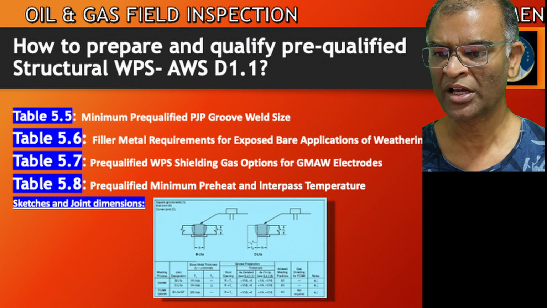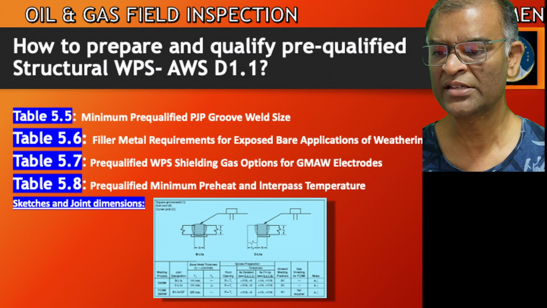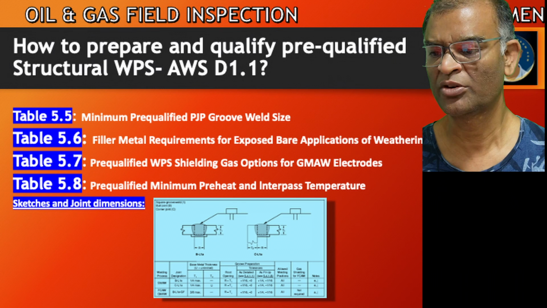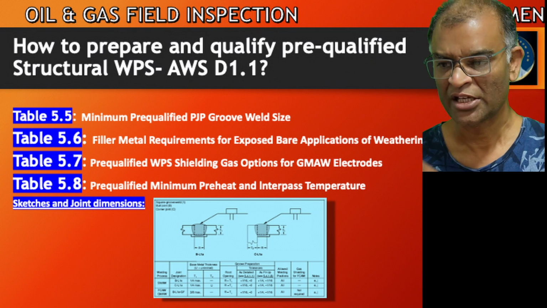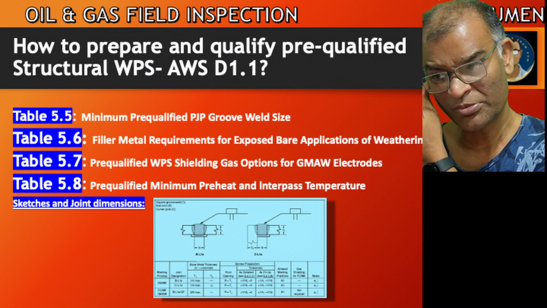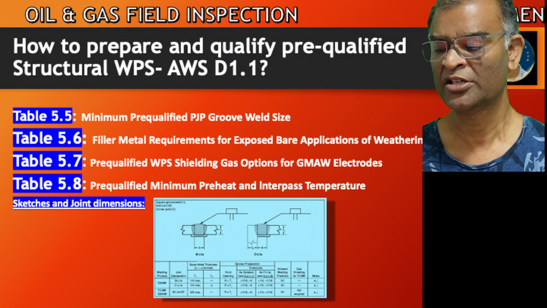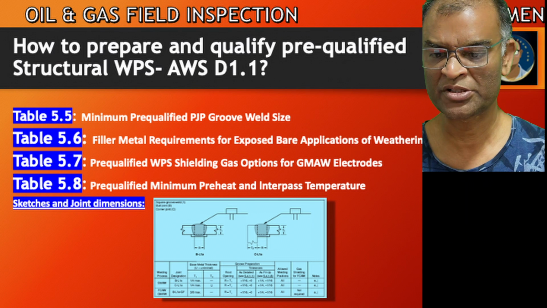Table 5.5 we mentioned before, it is for the minimum pre-qualified partial joint penetration groove weld size. 5.6 is for filler metal requirements for exposed bare applications of weathering steel. 5.7 is for pre-qualified WPS shielding gas options for GMAW electrodes. And table 5.8 is for the preheat and interpass temperature.